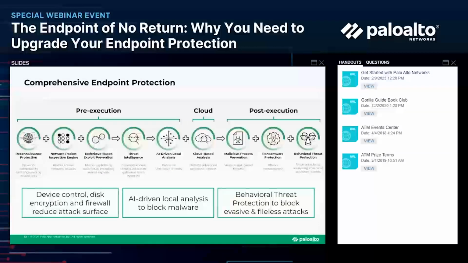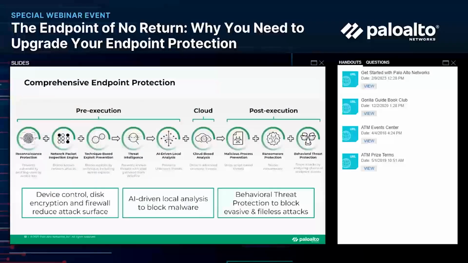So this slide is a bit detailed, but it really illustrates how best-in-class endpoint protection works to block advanced threats based on the features that we just talked about. We get asked a lot, but how does it actually work? So I'm going to talk through the different ways that attacks can be stopped.